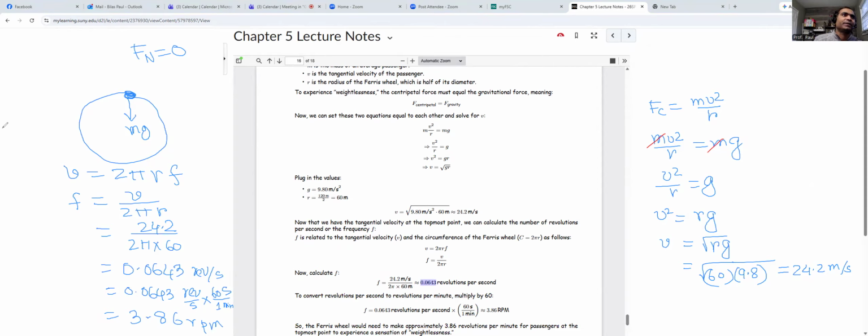Okay, and here you see how the second and second cancel out, right? So now it is rev per minute or RPM. So the answer here is 3.86 RPM. Okay, so the revolution per minute is 3.86 RPM. All right, let's move on.